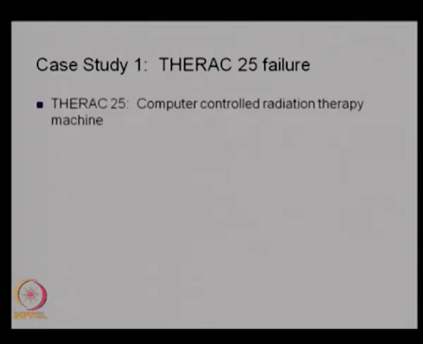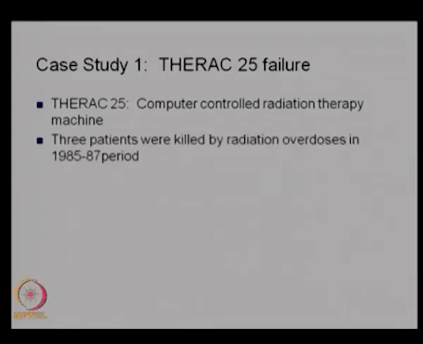We discussed the case of the Therac-25 failure, a medical device, a computer controlled radiation therapy machine developed for giving controlled radiation to patients. In the period of 1985 to 87, 3 patients were killed by radiation overdoses, and though the machine was supposed to protect these patients, they were killed because of the overdoses in radiation.